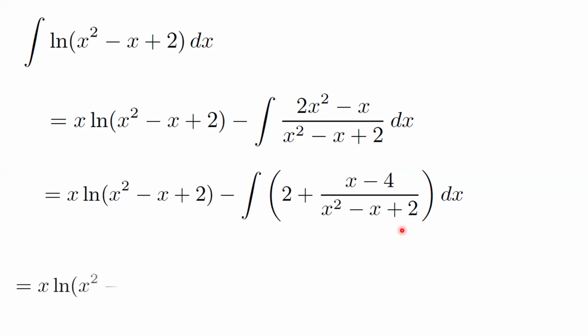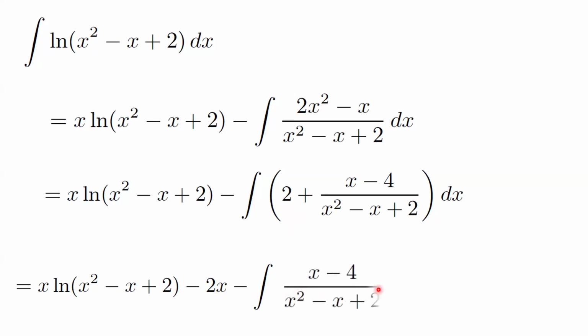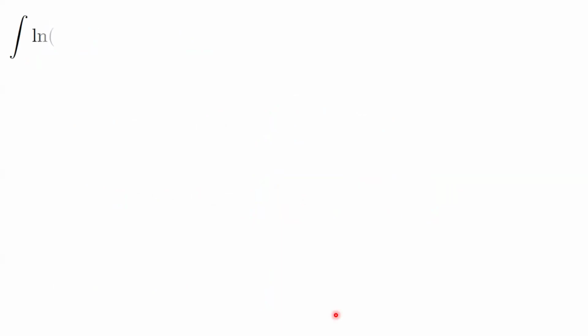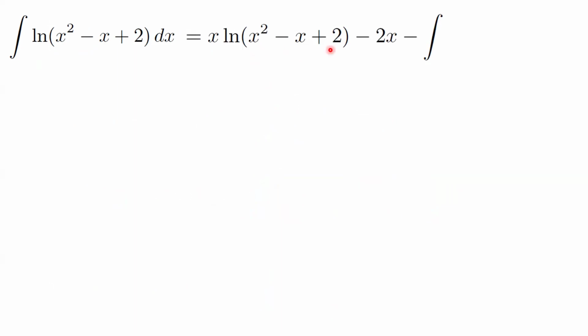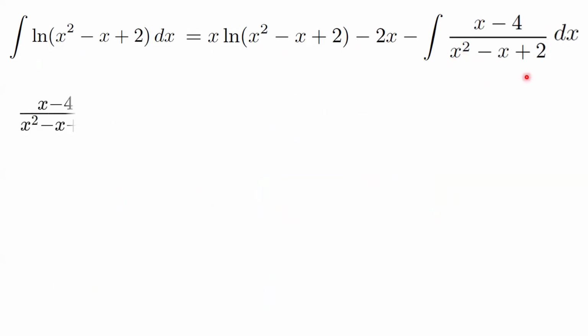Now, to calculate this integral, we need to break this down into smaller pieces. The integral of 2 dx is just 2x. The rest is the integral of x minus 4 divided by x squared minus x plus 2 dx. To calculate this integral, we're going to do a little bit of algebra. So far, we saw that our integral is x ln of x squared minus x plus 2 minus 2x minus the integral of x minus 4 divided by x squared minus x plus 2 dx.